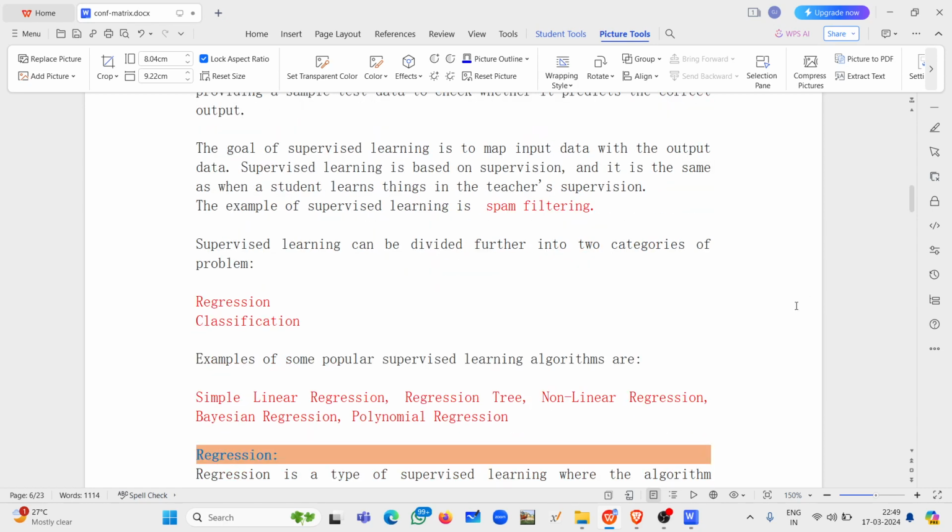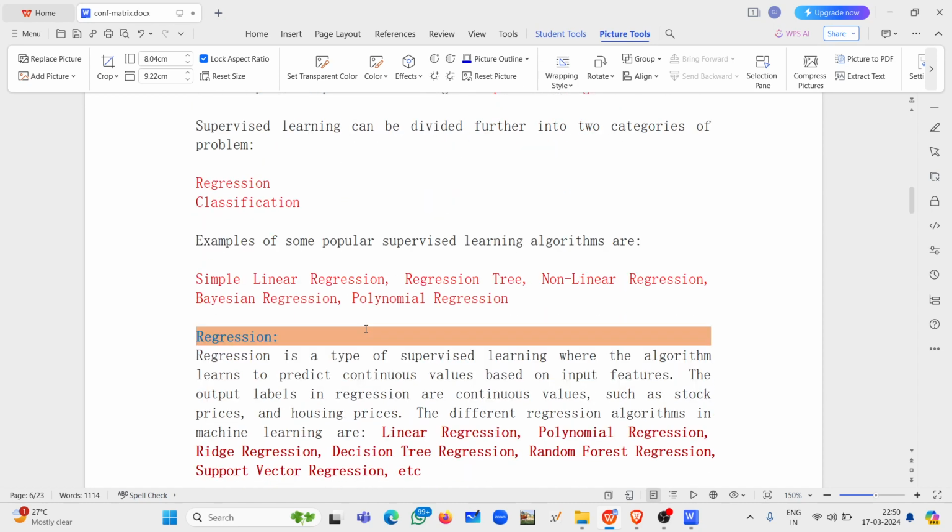Now let us take an example. I will explain everything in detail, regression and classification. Some examples of supervised learning are simple linear regression, multiple linear regression, regression tree, non-linear regression, Bayesian regression, and polynomial regression. These are the different types of regressions available with us. Now I told you about supervised learning, and when you talk about the 2 different categories, one is regression, the second is classification.